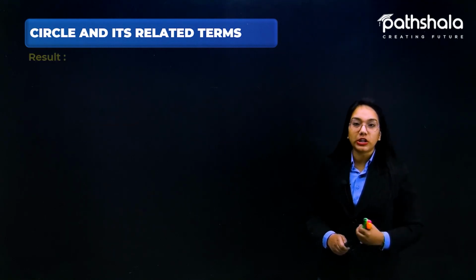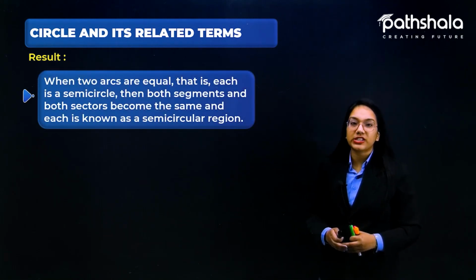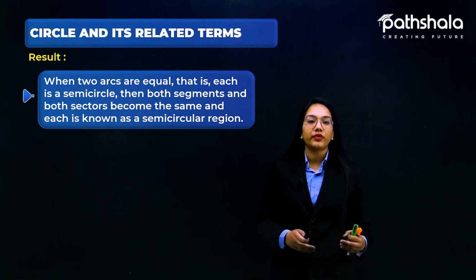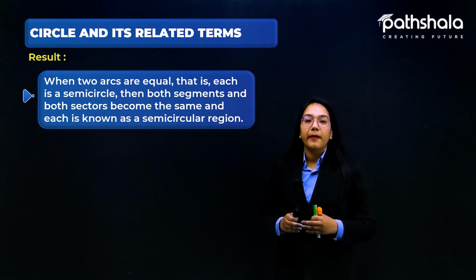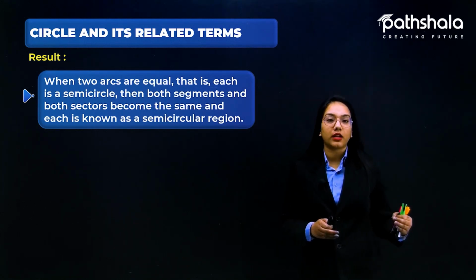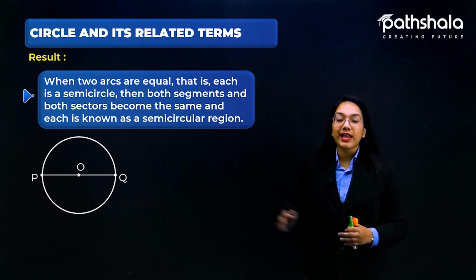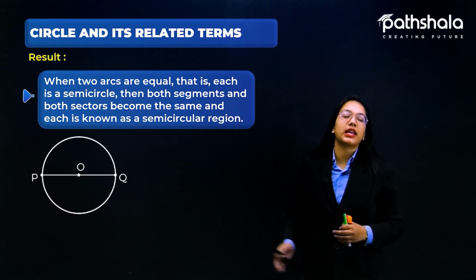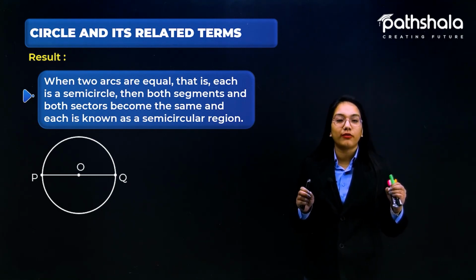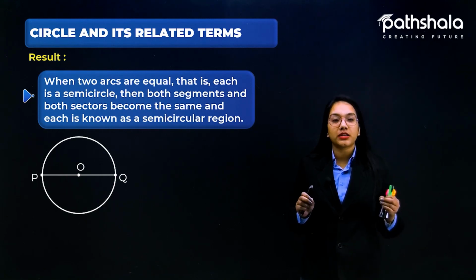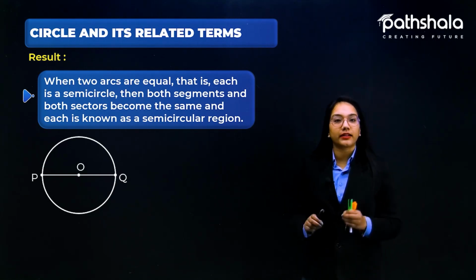Now there is a very special result related to the segment and the sector. What is that? Let's see. When two arcs are equal, that is, each is a semicircle, then both the segments and both the sectors become the same, and each is known as a semicircular region. Whenever two arcs are equal, it means the two points we take for forming the arc must be the ends of a diameter. In such a case the segments and the sectors become equal to each other.